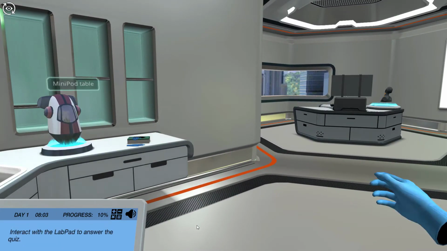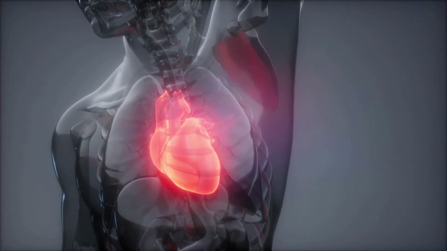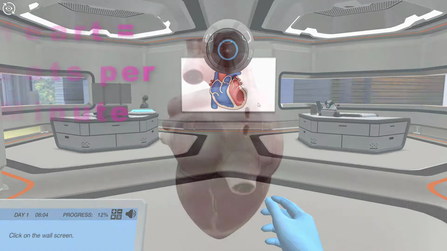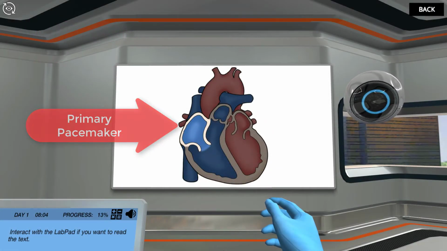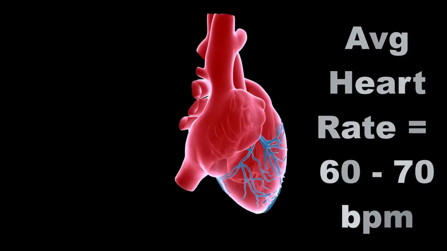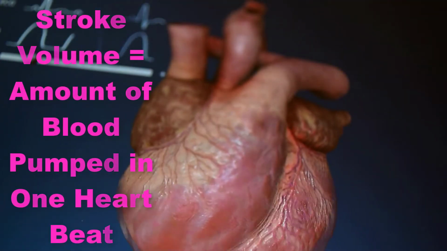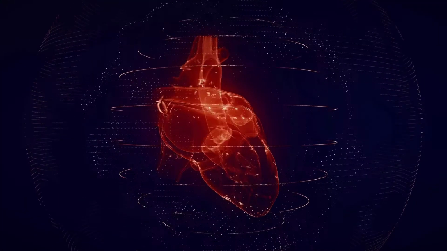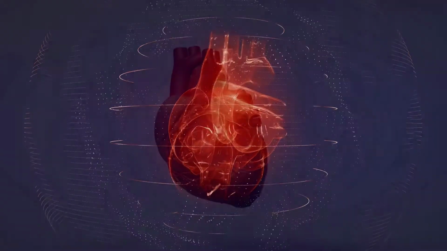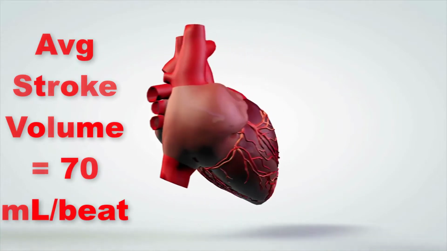Let's clarify some concepts about the circulatory system to better understand all the processes that are happening. Click on the wall screen. Heart rate is the number of times the heart contracts per minute. The primary pacemaker of the heart is located in the upper part of the right atrium. The average heart rate of a person at rest is between 60 to 70 beats per minute. Stroke volume is the amount of blood pumped by the heart in one single beat. This volume is dependent on the volume of blood returning to the heart and contractility of the ventricle. Average resting stroke volume is roughly 70 milliliters per beat.